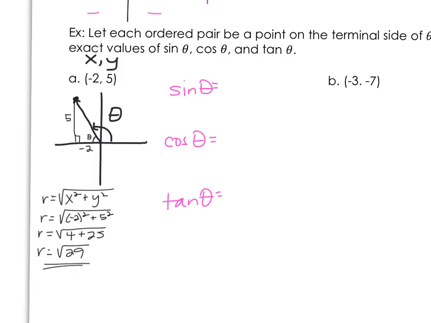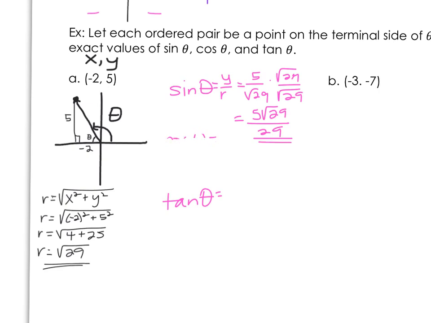All right, so our definition for sine is y over r, which is also opposite over hypotenuse. The y value was 5, and the r value is square root of 29. Whenever we have that square root in the denominator, we have to rationalize, which means we're going to multiply again, top and bottom, by that square root. If I multiply straight across, we get 5 square root 29 all over 29. That's the exact sine value.